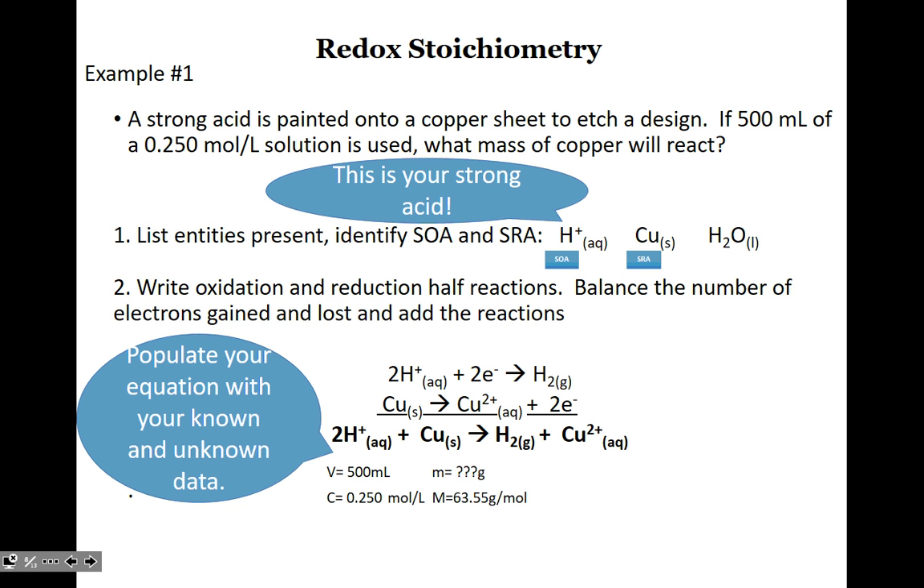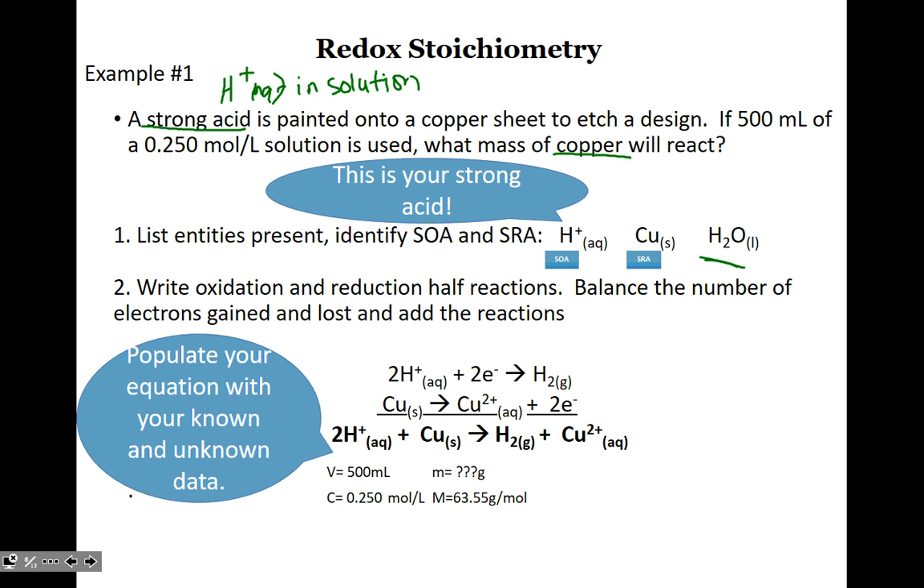You have copper solid. You have a strong acid. For a strong acid, all you have to do is say hydronium ion. And of course, solution, right? Because a strong acid is in solution because it's aqueous. So one of the entities has to be water. You go ahead and list your entities and find your SOA and your SRA.